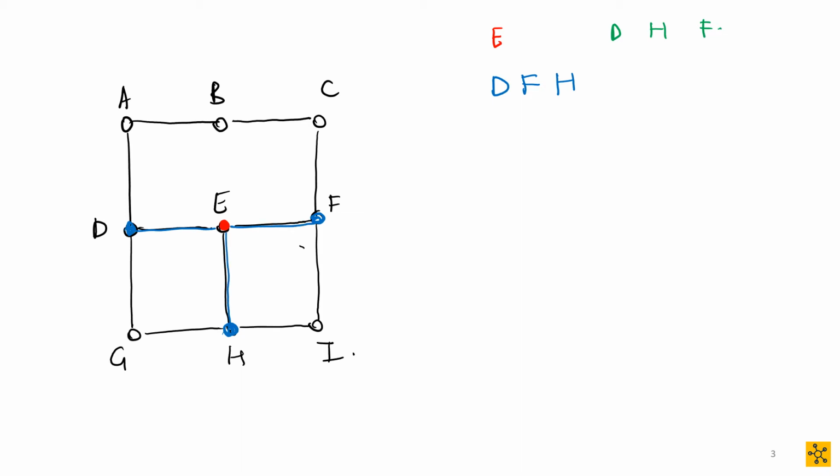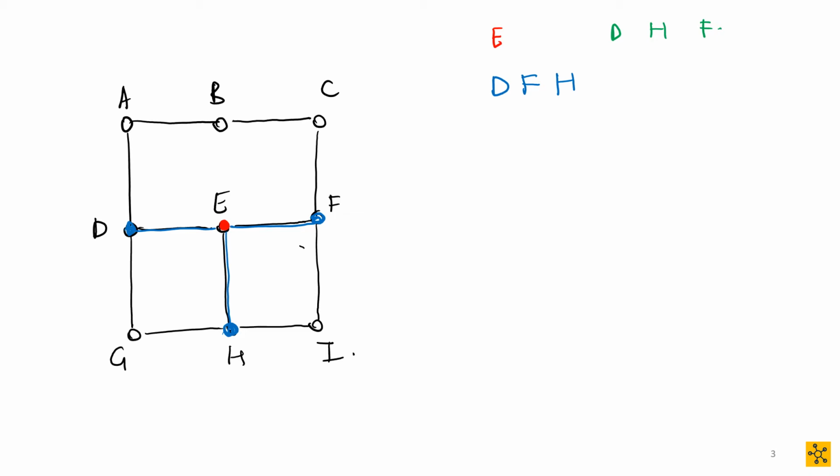Now you're going to look at all of them on this level, so D, F, and H, and look at their adjacent vertices and activate the ones that are inactive. And again, you're going to do this in alphabetical order. So you're going to start with D first and look at all the adjacent vertices to D and activate the inactive ones. And then you're going to move on to F and so on.